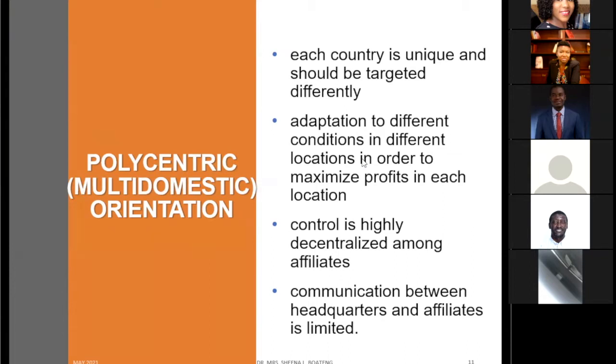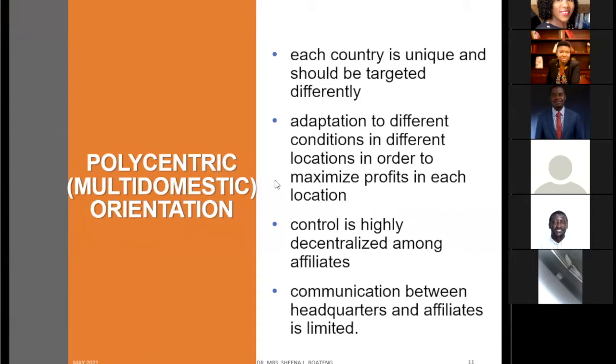For the polycentric orientation, control is highly decentralized among the affiliates. This stems from their acceptance of the various contextual differences in the different markets in which they operate. So they limit the amount of control that they have in their different affiliate markets, because they understand that as the home country or the headquarters in the home country, they will not have full knowledge of the situation in each of the contexts. So they like to leave a lot of the decision making to the heads in the affiliates, who are more conversant with contextual issues, to take the best decisions that will guarantee the highest level of profitability for the organization.